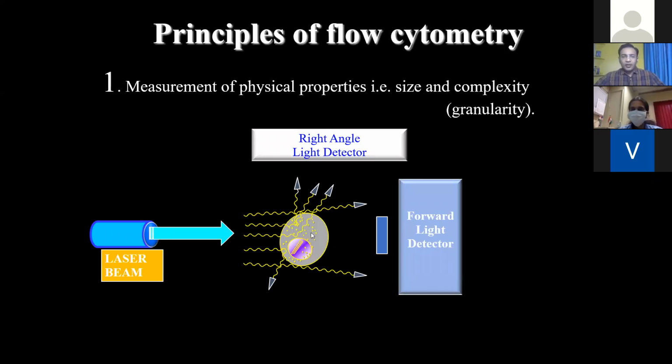So when you look at the granules, these granules also reflect the light in all directions, 360 degrees. But the flow cytometer collects this light at 90 degrees, from the side of the cell, and hence it's called a side scatter. Higher side scatter indicates a higher number of granules present inside the cell, and lower scatter indicates absence of granules or very few granules inside the cell.